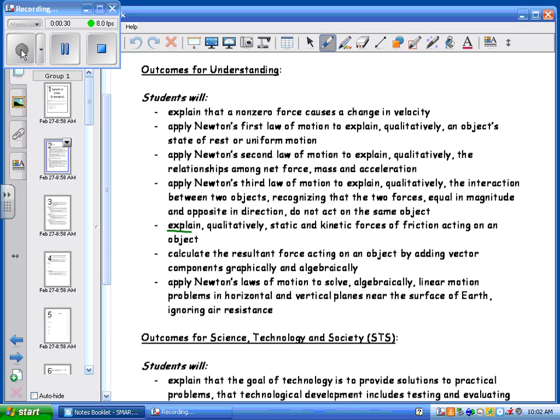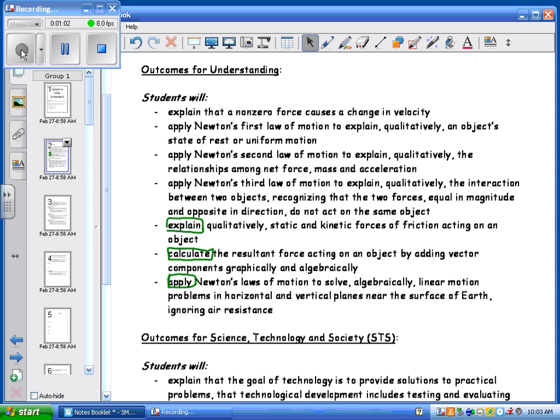So we're looking specifically at force of friction today, but after we're done dealing with force of friction, an outcome we've already colored is calculate the resultant force acting on an object by adding vector components graphically and algebraically. That's going to be green as well. I think we already colored that one. And apply Newton's laws of motion to solve algebraically linear motion problems in horizontal and vertical planes near the surface of the Earth, ignoring air resistance. And that's going to be green.